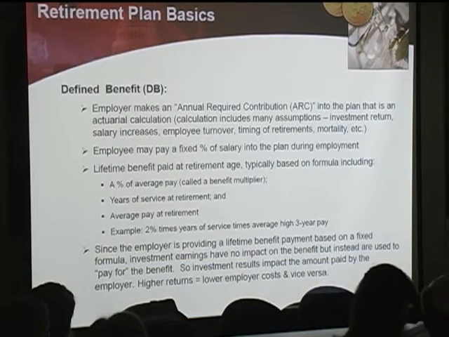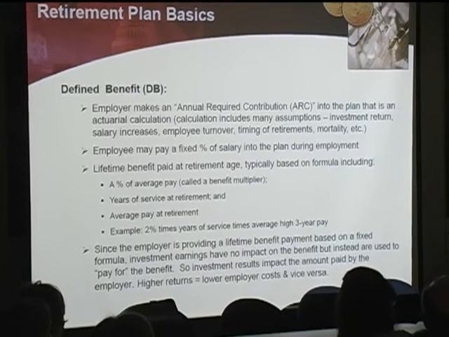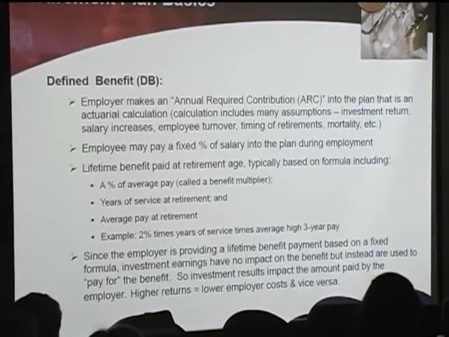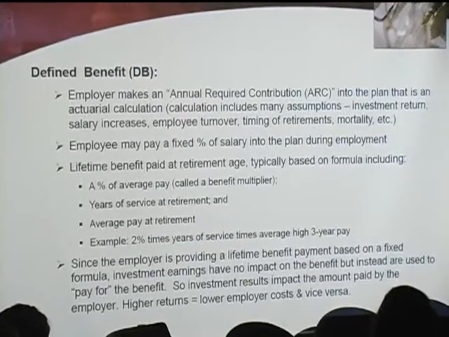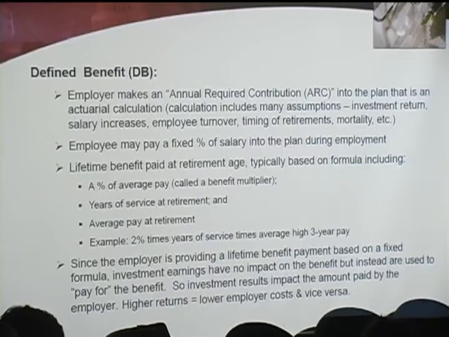Defined benefit plan. That's what we currently have. We have a defined benefit plan. The employer makes a contribution. It's called the ARC, the annual required contribution, into the plan. It's basically an actuarial calculation. The employee generally also contributes to the plan, generally a fixed percentage of his or her salary.